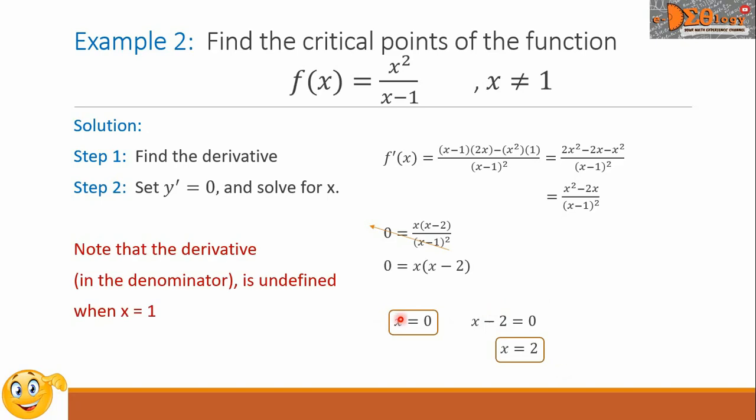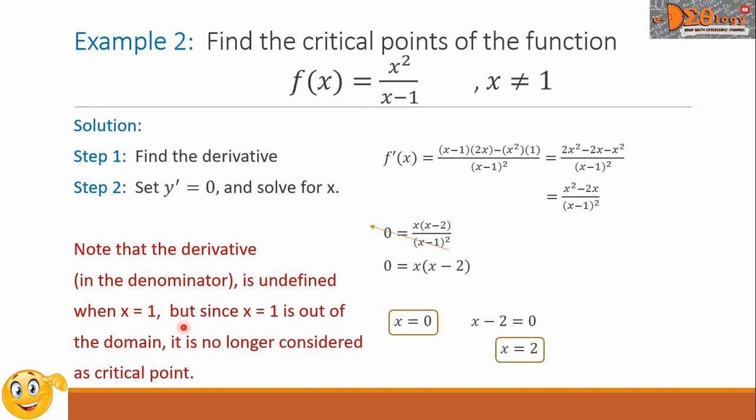We take note that in our derivative here, we can see that the derivative is undefined when x is equal to 1. But since x equals 1 is out of the domain, you can see in here from the very beginning of the problem, it is no longer considered as critical point. So on this problem, we have only 2 critical points, and those are x equals 0 and x equals 2. These are the final answers.